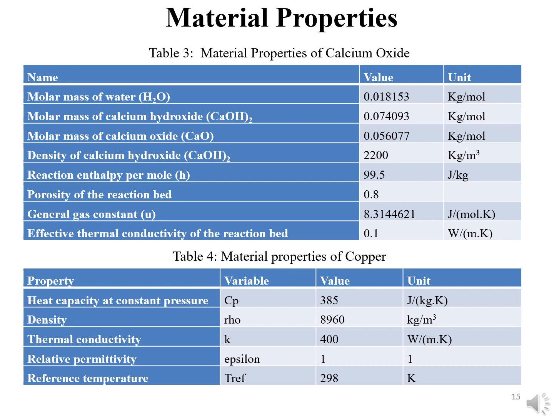The next table is about the material properties of copper, because our fin is made up of copper, and as we can see in this table, the heat capacity at constant pressure, which is the Cp value, is 385 and the reference temperature is 298 Kelvin.